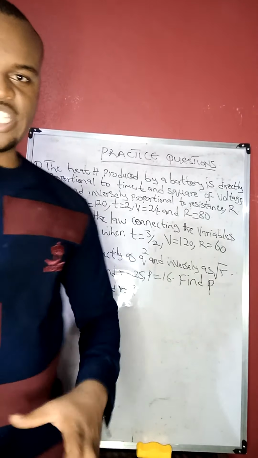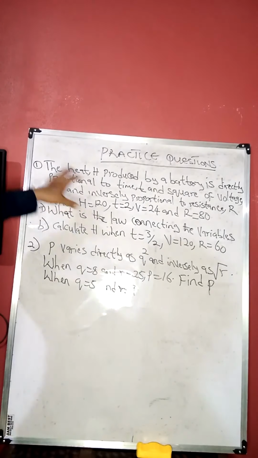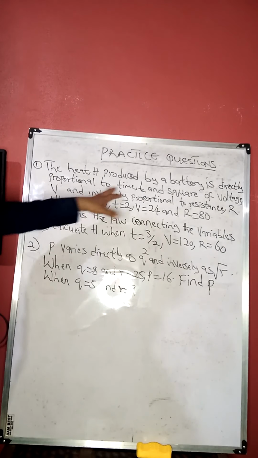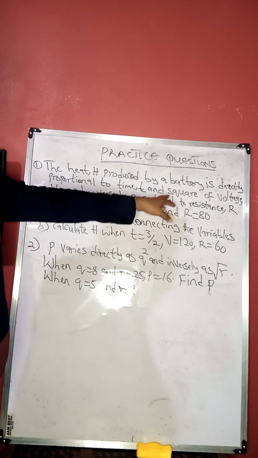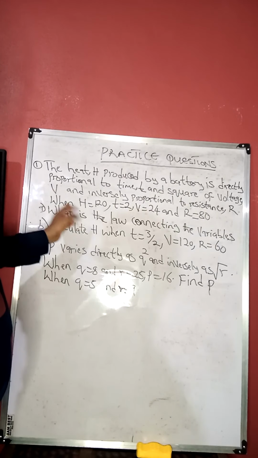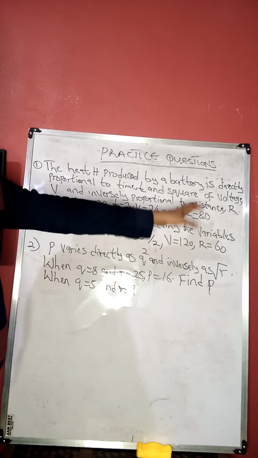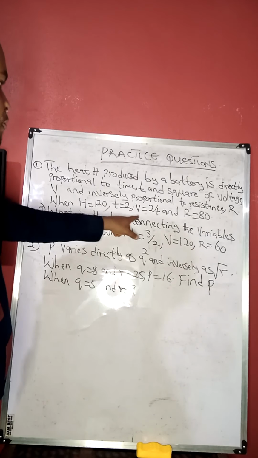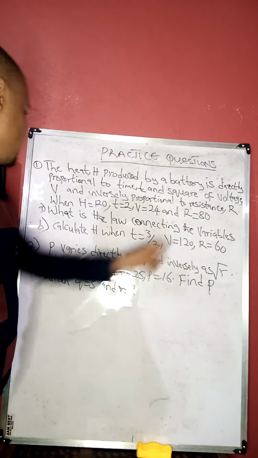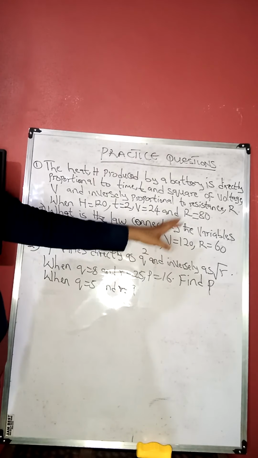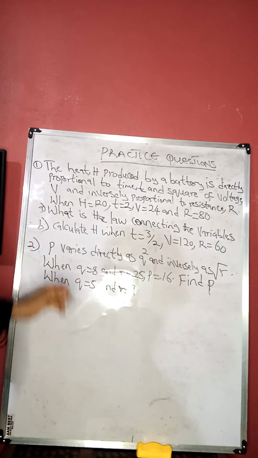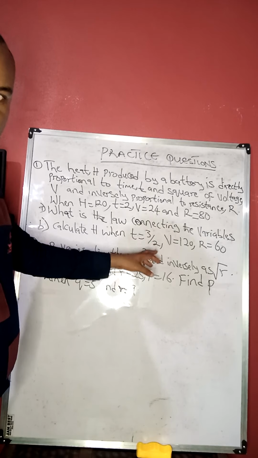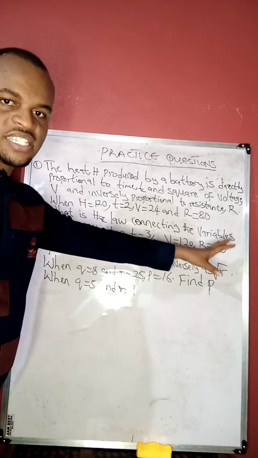Alright, our practice questions for this topic. The first question says, the heat produced by a battery is directly proportional to time t and square of voltage V, and inversely proportional to resistance R. When H is 120, T is 2, V is 24, and R is 80. What is the law connecting the variables? That's the first part of the question. The B part says calculate H when T is 3 over 2, V is 120, and R is 60.